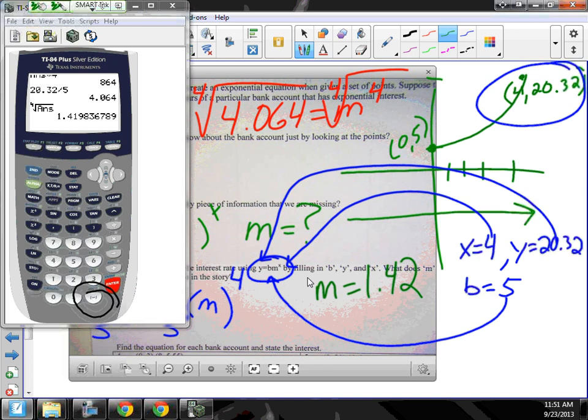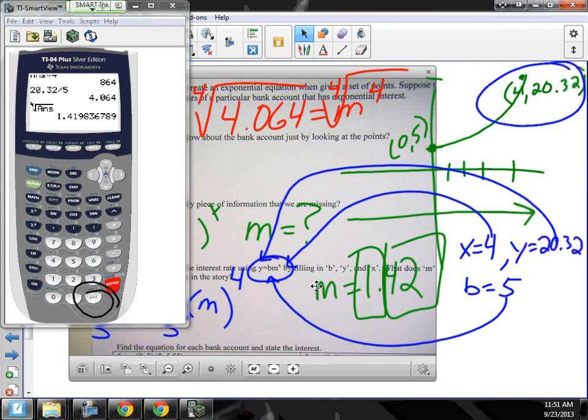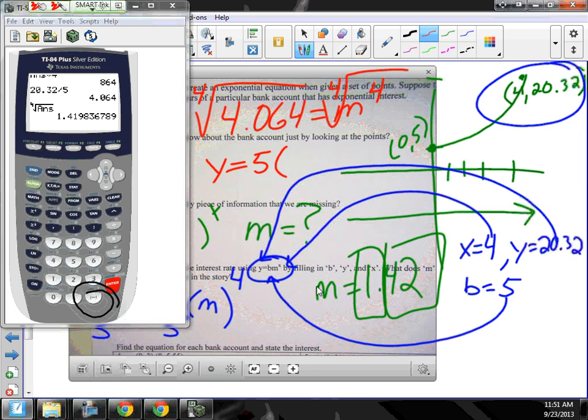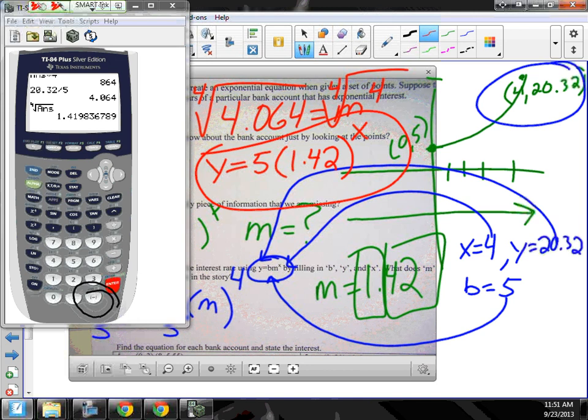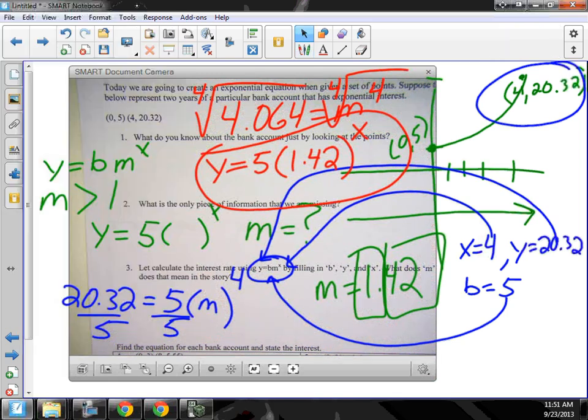Now 1.42 means I keep 100% and I gain 42%, which is exactly what we thought it was going to be. We knew m was going to be bigger than 1. So the equation for this graph is y equals my original $5 times 1.42 raised to the x. And that's the answer. So let's look at the next one.